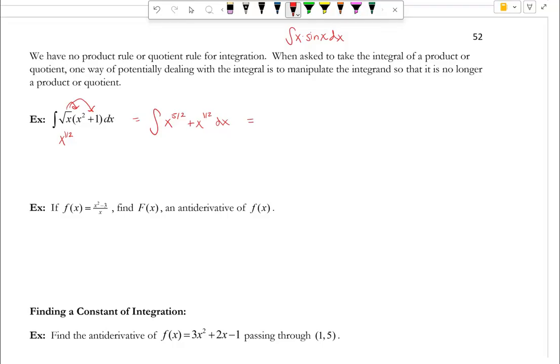So now, using our power rule, I'm going to add 1 to my exponent. So 5 halves plus 2 halves is 7 halves. Divide by my new exponent. Remember, dividing by a fraction is the same as multiplying by its reciprocal, so that's times 2/7. And then x to the 1/2, when I add 1 to that, I'm adding 2 halves. So I get x to the 3 halves times 2/3 plus c. So each time I've got to remember my constant of integration there.